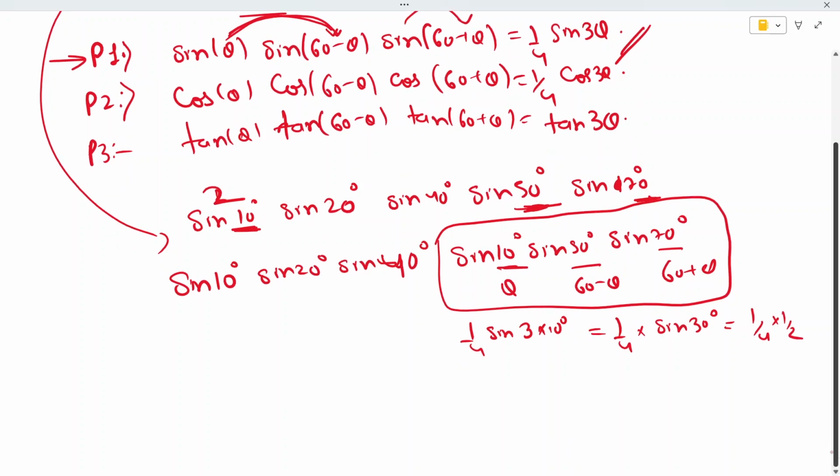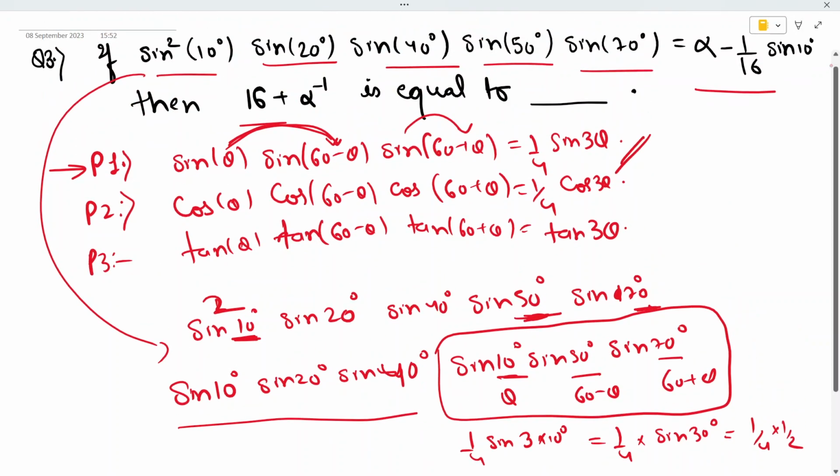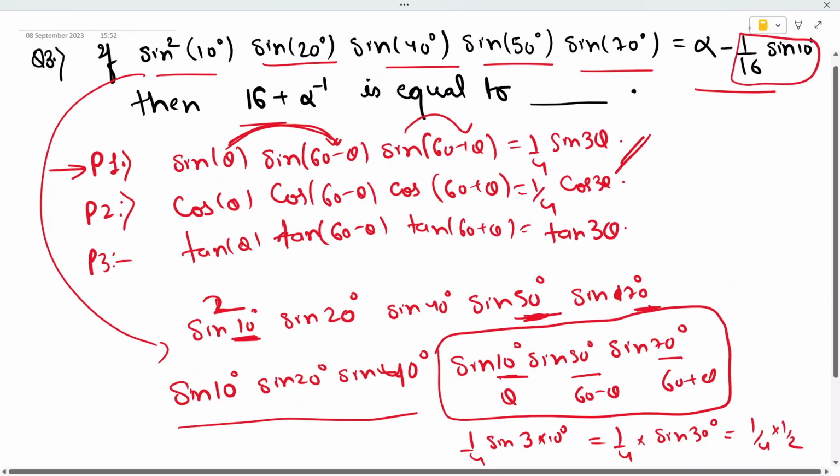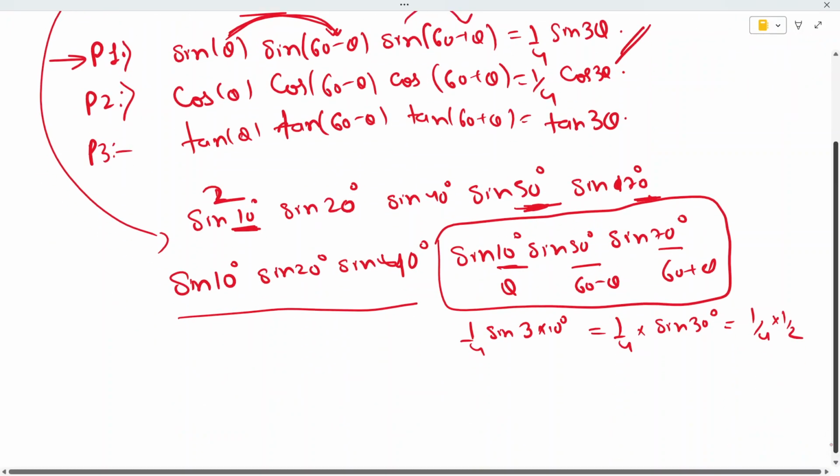Now let's solve this part. How can we go about this part? So let me recall first. You are given in terms of sin 10. Look at the right hand side here. In the above equation, you are given in terms of sin 10. So you have to at least leave this sin 10. Now we have to solve this. So how can we go?